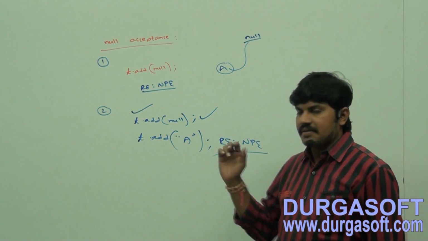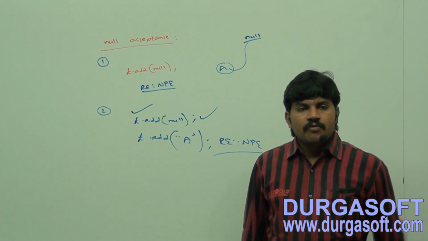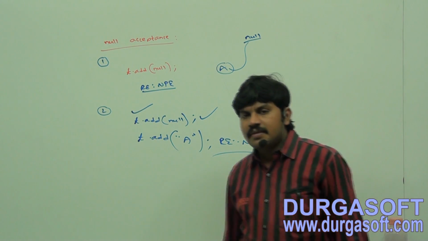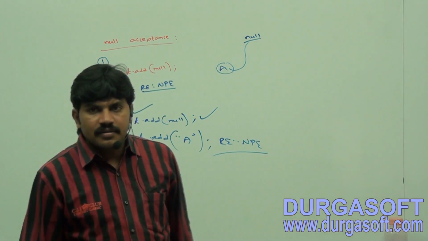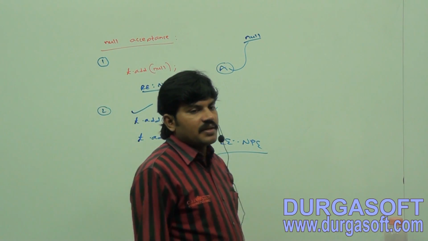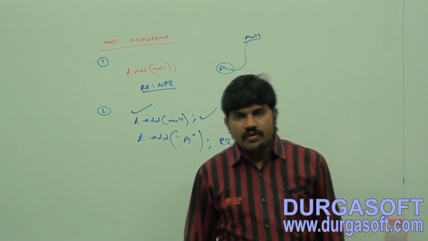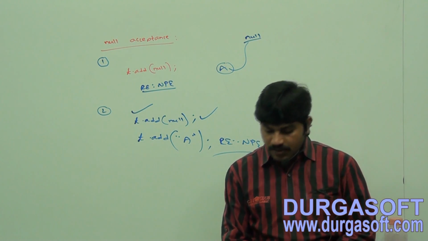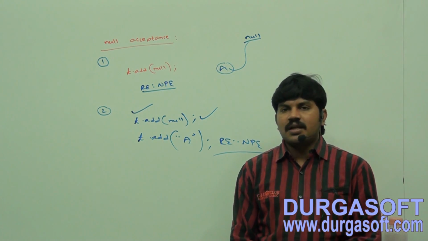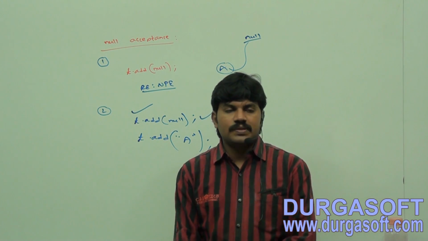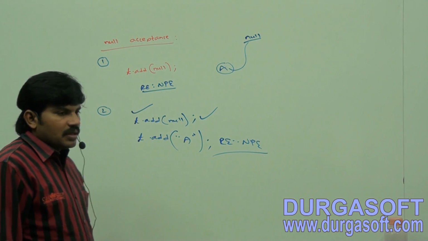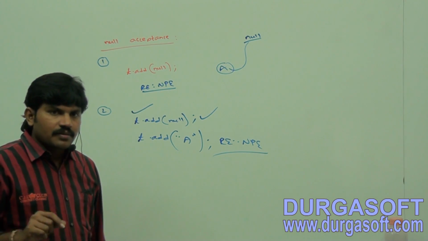Okay, the second point. For an empty TreeSet, as the first element, null is allowed.